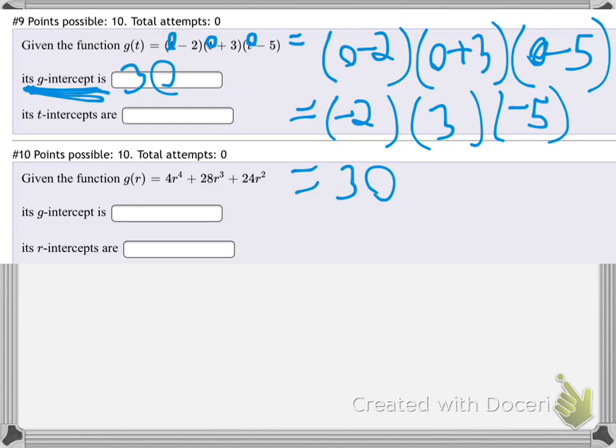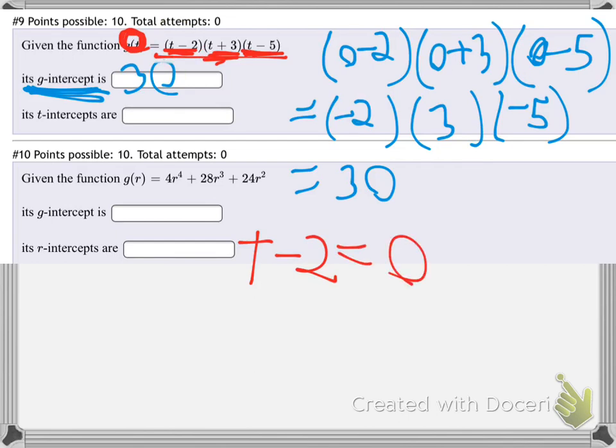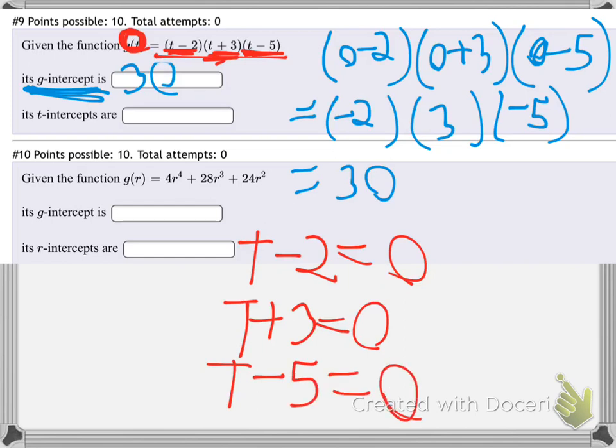And then the t-intercepts, that's when the g part is 0. So that'll be a different experience. The t-intercept is when the g part is 0, so that means we're going to put a 0 on the answer side, and then we have to solve for the rest. It's easy enough, because t minus 2 times t plus 3 times t minus 5 equals 0. We'll use the zero product property: either t minus 2 is 0, or t plus 3 is 0, or t minus 5 equals 0.